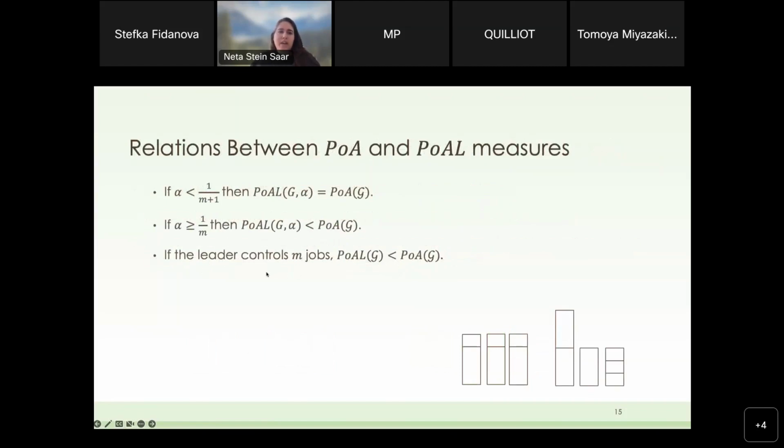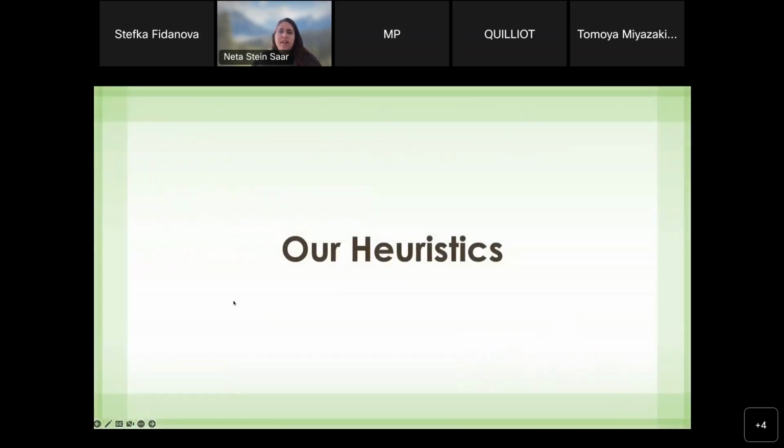Okay, and next we showed some relations between price of anarchy and price of anarchy with the leader. We identified the threshold over the values of alpha where a leader can improve a game state. Another case we considered is for the leader to choose a certain number of jobs. We showed that also for this case, we can guarantee benefit from having a leader. Okay, next, in the remaining time, we have some heuristics and experimental results.